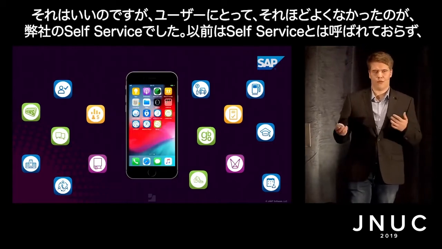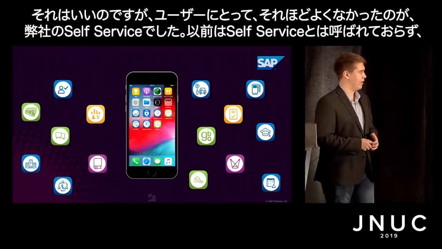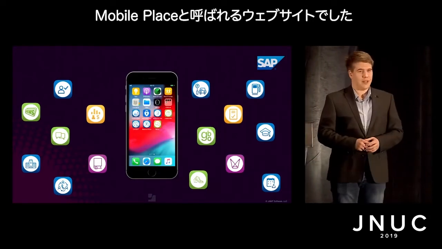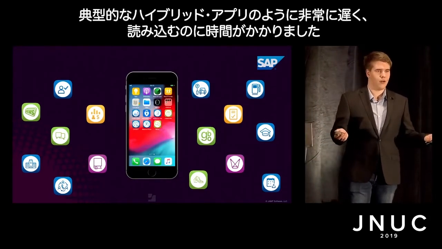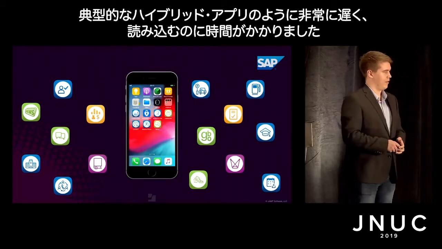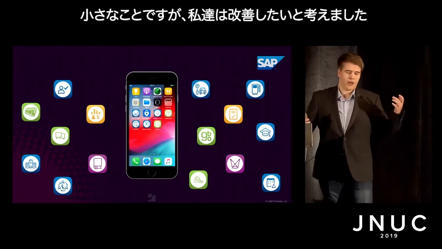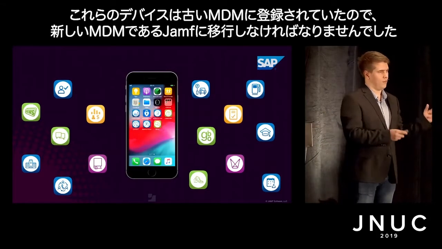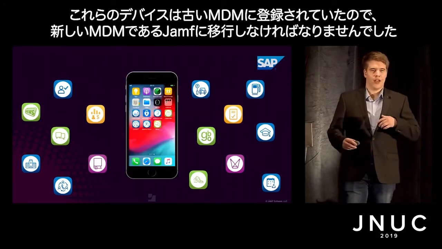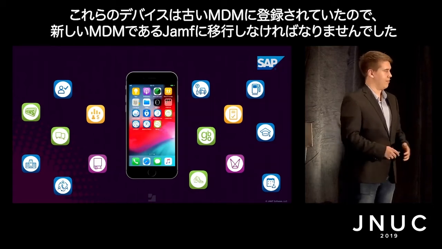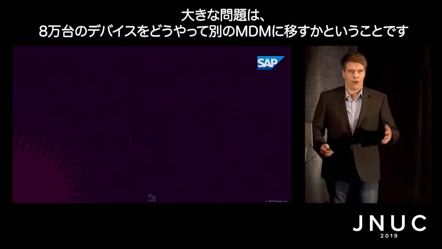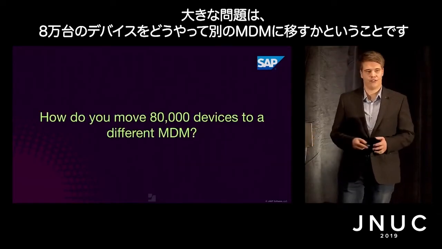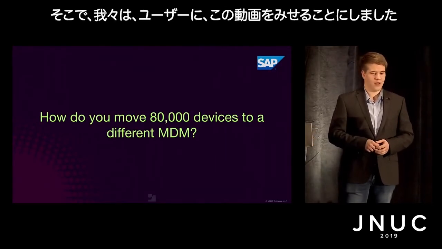Something that wasn't quite as cool was our self-service, which wasn't called self-service before. It was called Mobile Place, and it was a website. It was super slow, like typical hybrid apps that would load forever. But that's just a small thing. But we had to change. These devices were enrolled in our old MDM solution, and we had to get them to the new MDM, Jamf. And now the big question is, how do you move 80,000 devices to a different MDM?